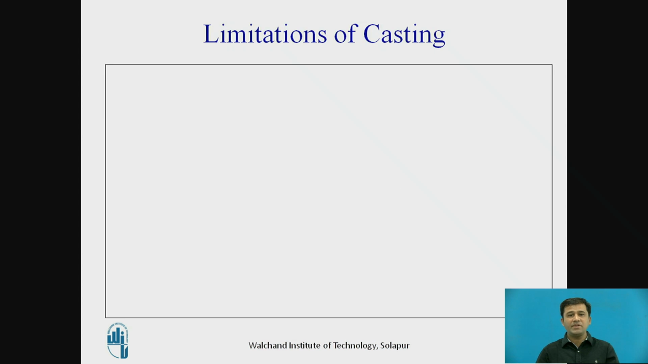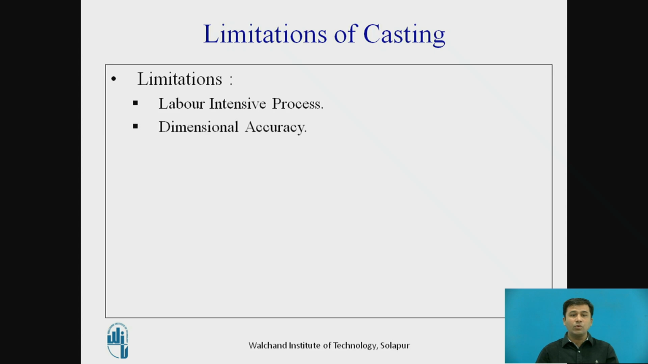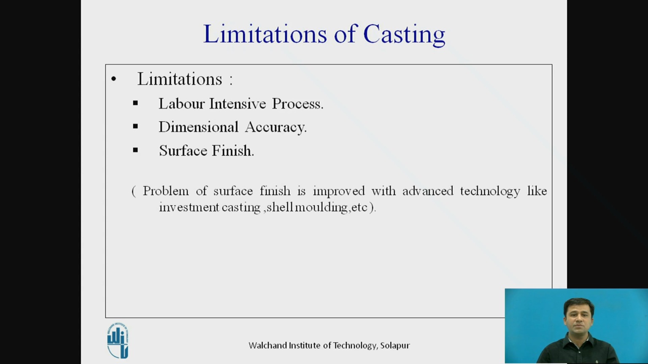Now, first, everybody starts with advantages, but let us start with the limitations of casting. The first limitation is that it is a labor intensive process, because a lot of labor and skill is involved. Second, during sand casting, the dimensional accuracy and the surface finish are very poor, but due to new technological advancement, this has been improved with new types of casting called investment casting or shell molding.